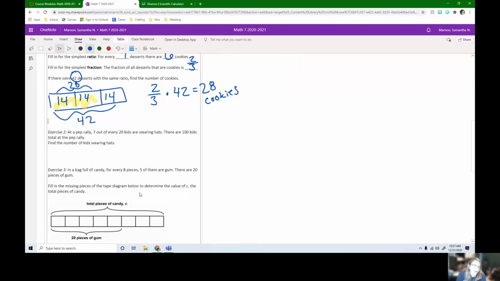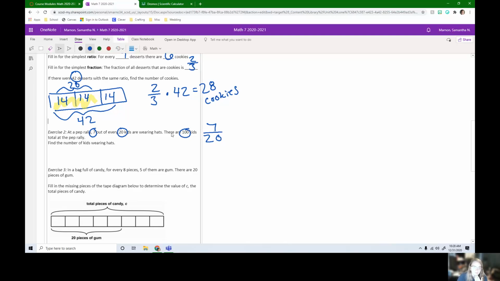Exercise 2. At a pep rally, 7 out of every 20 kids are wearing hats. So we can see this isn't written as a fraction, but we can write it as 7 out of 20. There are 100 kids total at the pep rally. Find the number of kids wearing hats. So we could do a tape diagram and we could split it up into 20 and figure it all out. But that's going to be a lot of boxes. 20 boxes. It seems like too many boxes that I want to draw out.